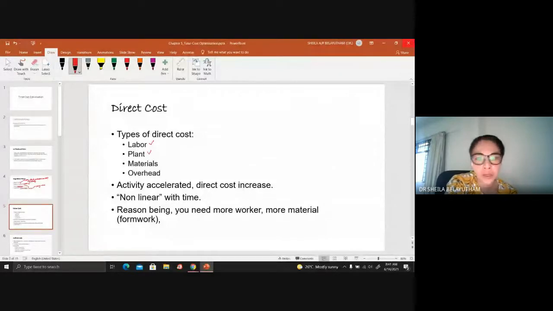So the more trucks you have, the more excavators, the more compactors you have, you should be able to complete your site clearance much earlier. Okay, so that is a clear example. And then materials or any operating cost on site. Okay, so those are basically types of direct costs. And when we are talking about direct costs, if the activity is accelerated, your direct cost will increase.